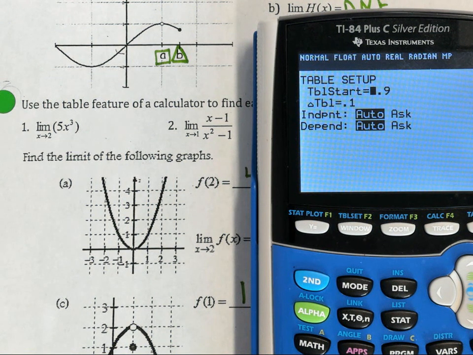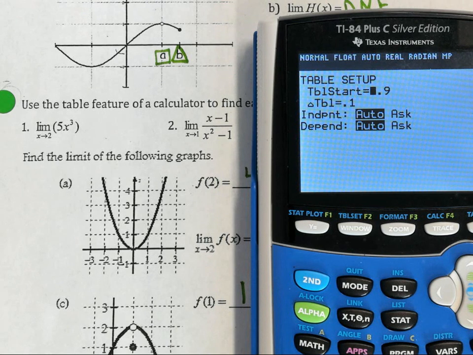The only two things you can change are table start and delta table. And I'm going to tell you what this means. Table start means when you pull up your table, what number do you want to start at? I always do this one because I'm concerned with what's going on at 2 or 1. Like whatever's in the problem. If it was as x approaches 9, I'll put 9 there.